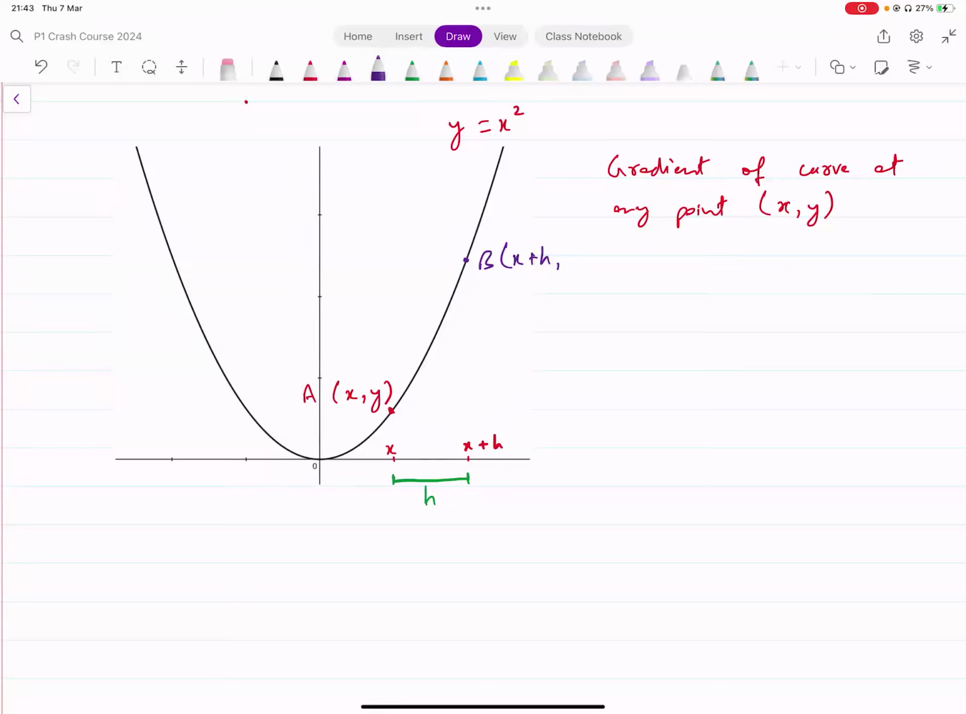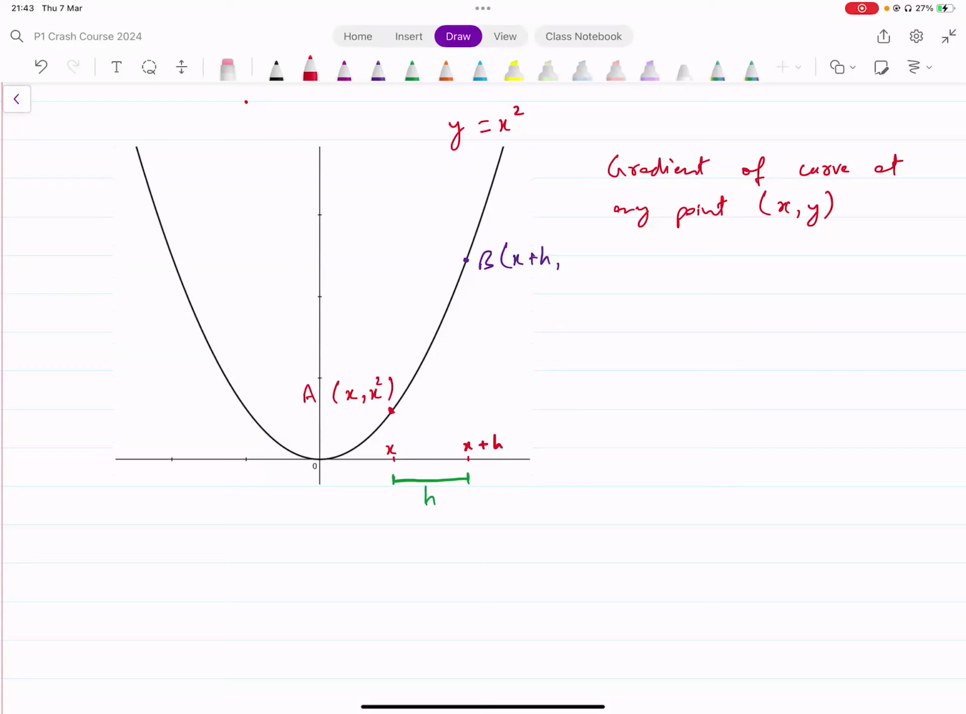Now, what about the corresponding y coordinate? Now, think about this. We can also write it like this. For A, if the x coordinate was x, what is the y coordinate? If we were to write that in terms of x, y is equal to x squared. So we could think of this y coordinate of A like this as well. If the x coordinate is x, the y coordinate will be x squared.